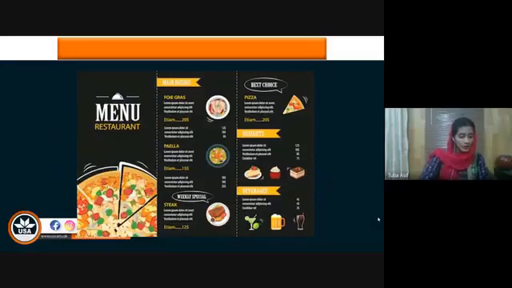So here is an example of a menu of a restaurant. We can see a very nice color combination of black and yellow, and by looking at the front of the menu we can see the pizza there.